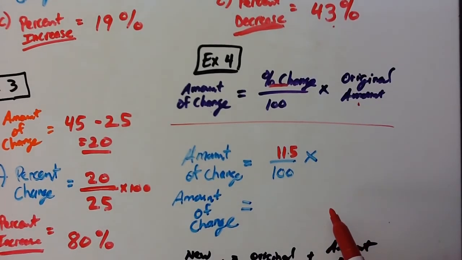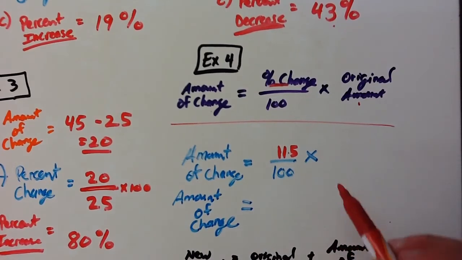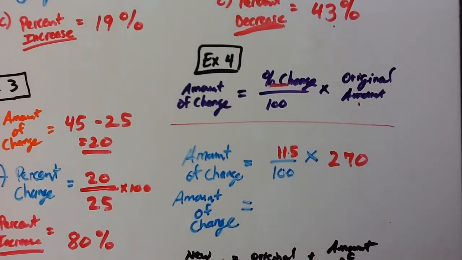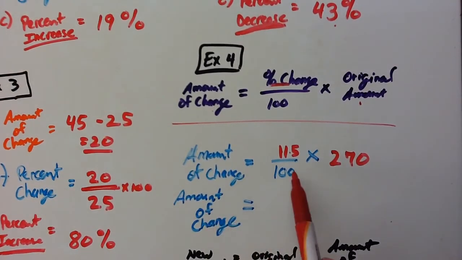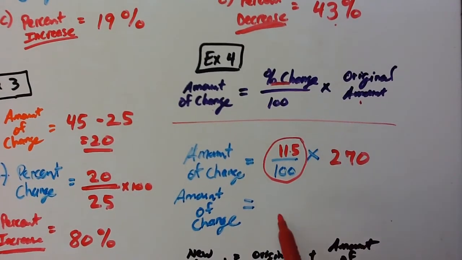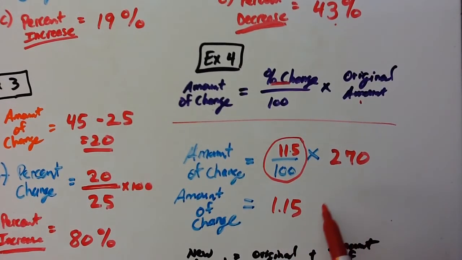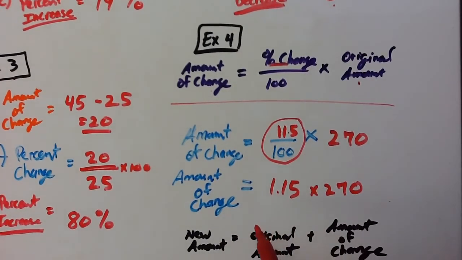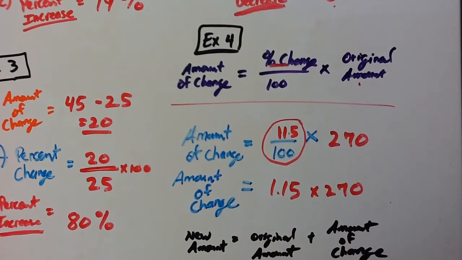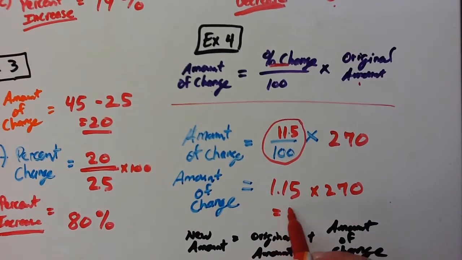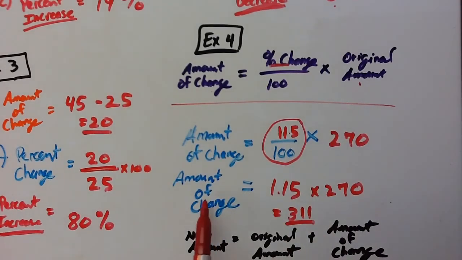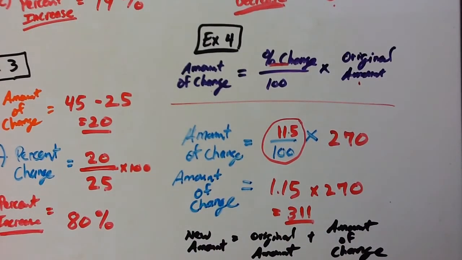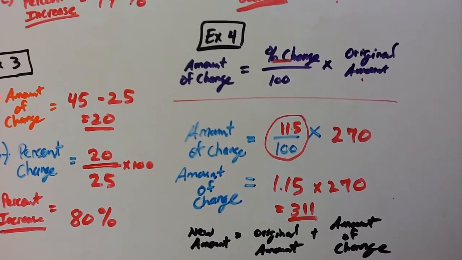What was the original amount? In 1970 there were 270 grizzly bears. So the amount of change is 115 divided by 100, which is 1.15, times 270. We round to the nearest whole number because you can't have half of a grizzly bear, so we have 311. That is the increase in the grizzly bear population over this time span.